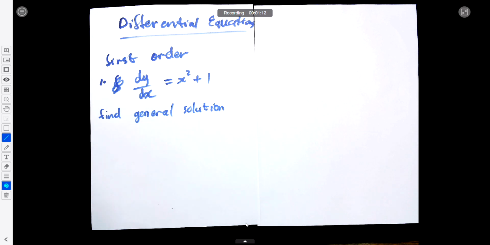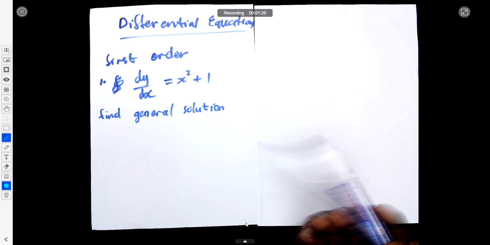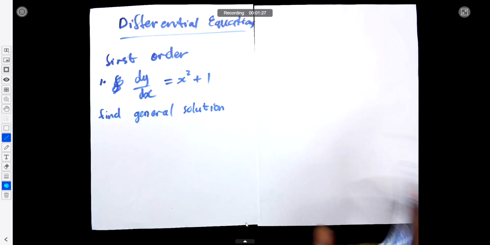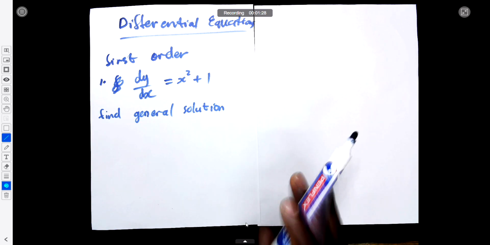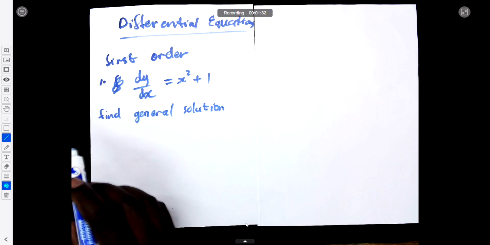So in the first order, what does first order mean? We have the first derivative. Then second order means that we have the second derivative. What you need to inspect is your right hand side. Do you have the function in implicit form or just explicit? If they are explicit, you can integrate the right hand side as it is.